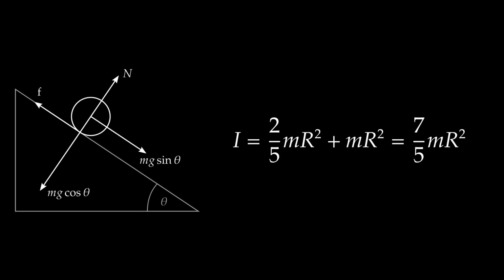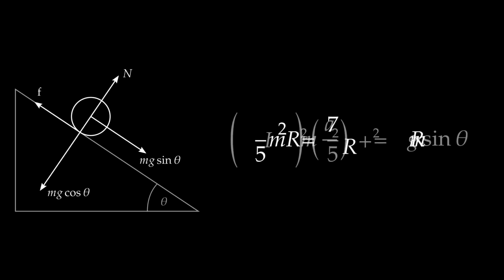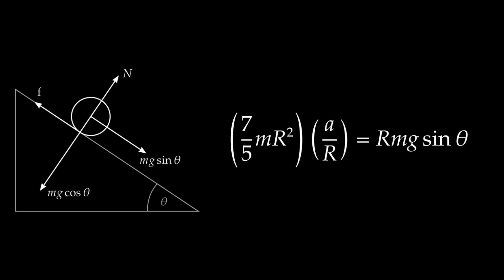Moments of inertia are always mr squared? No, the parallel axis theorem dictates that it should be so. Multiplied by alpha, which again, because I'm rolling without slipping, I'm going to assert is a over r. Like that.